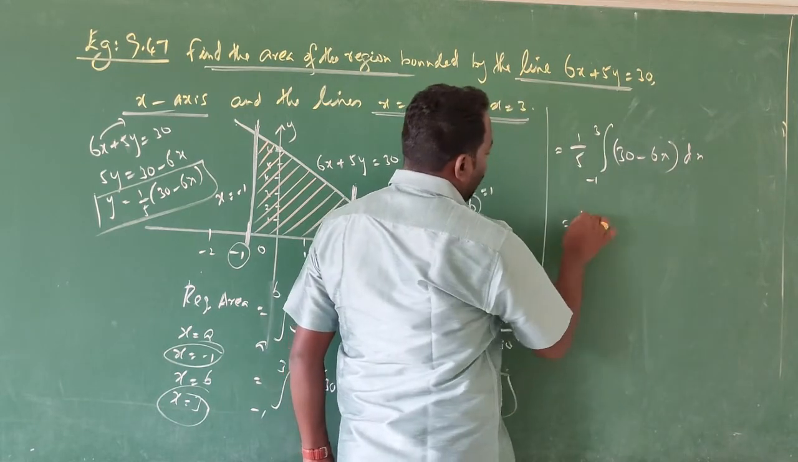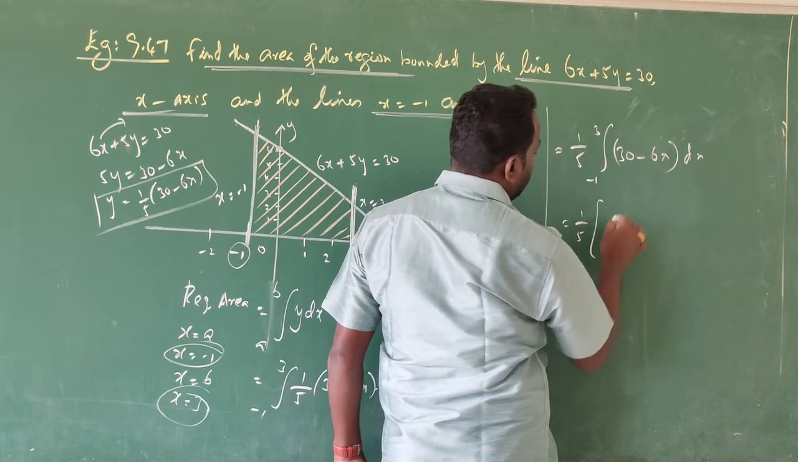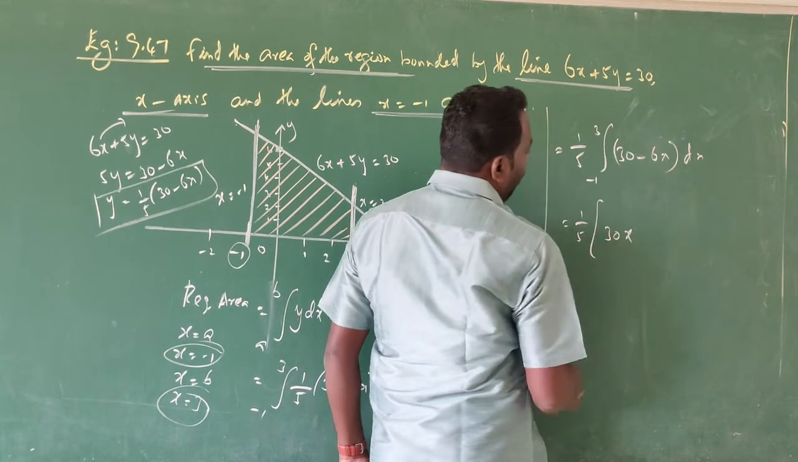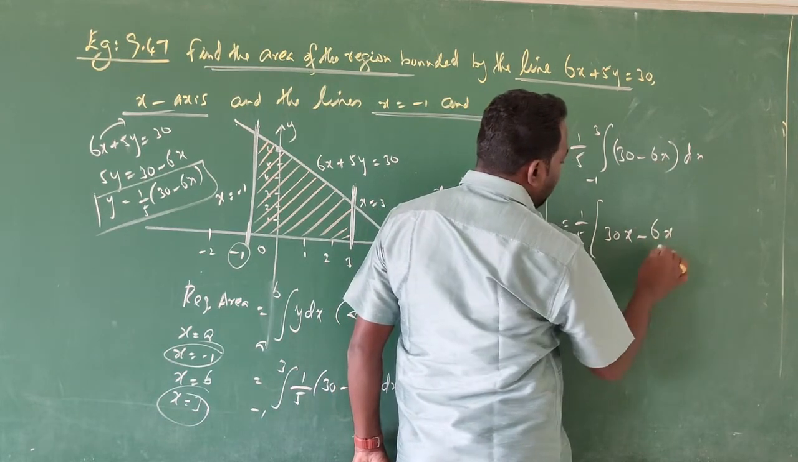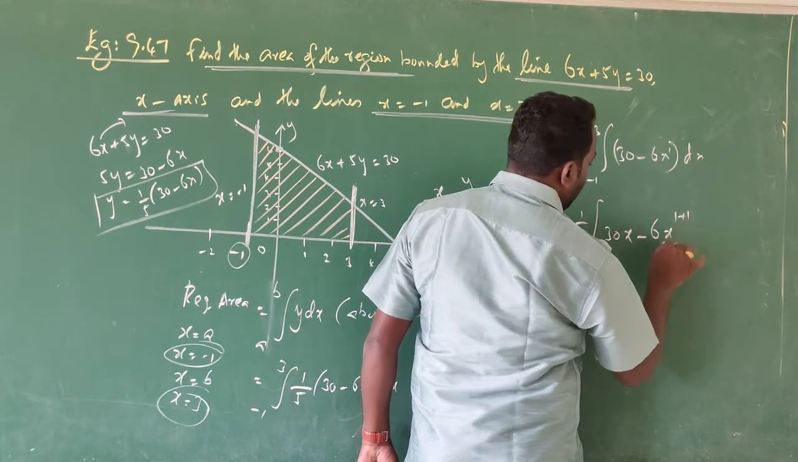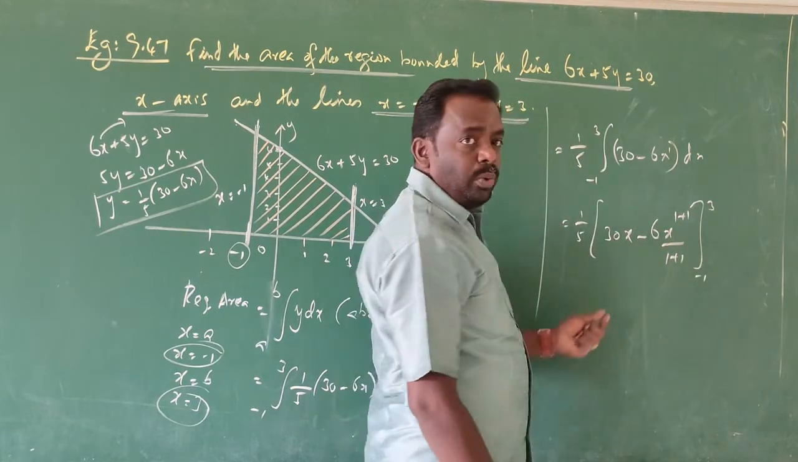Now we know the integration: 1 by 5 into the bracket, integration of 30 dx is 30x, then minus integration of 6x, which is 6 times x power 1 plus 1 by 1 plus 1. The limits are minus 1 to 3. You know how to integrate.